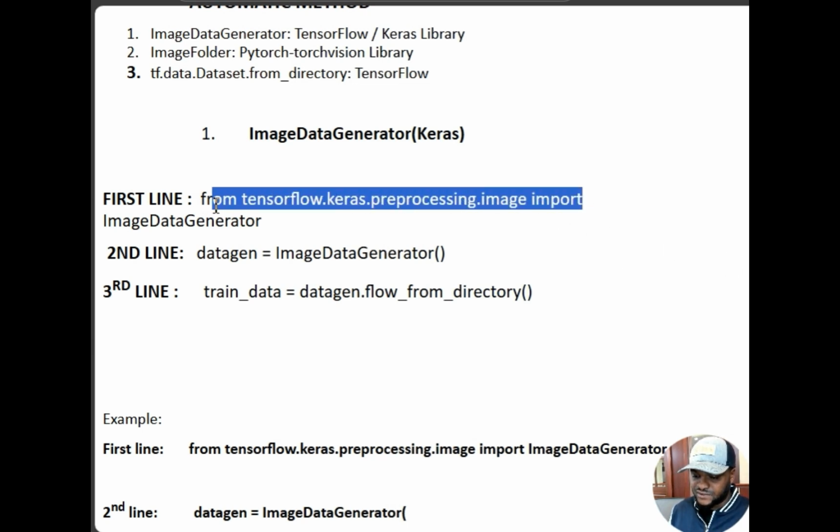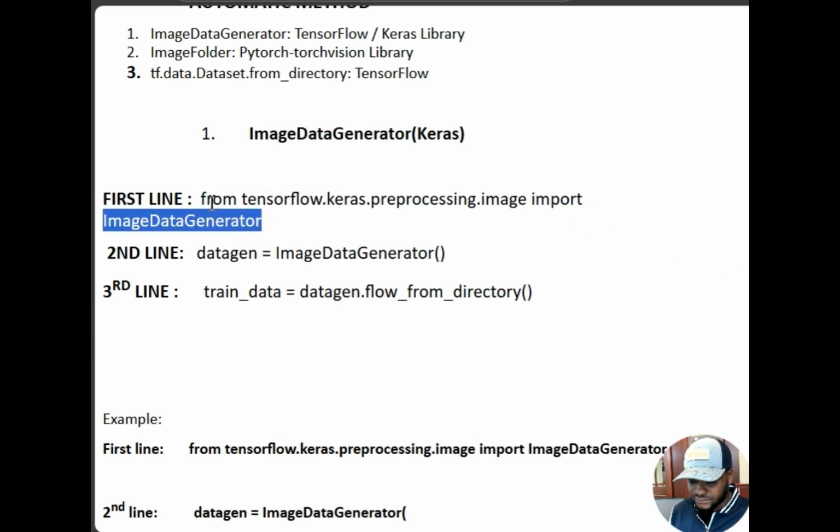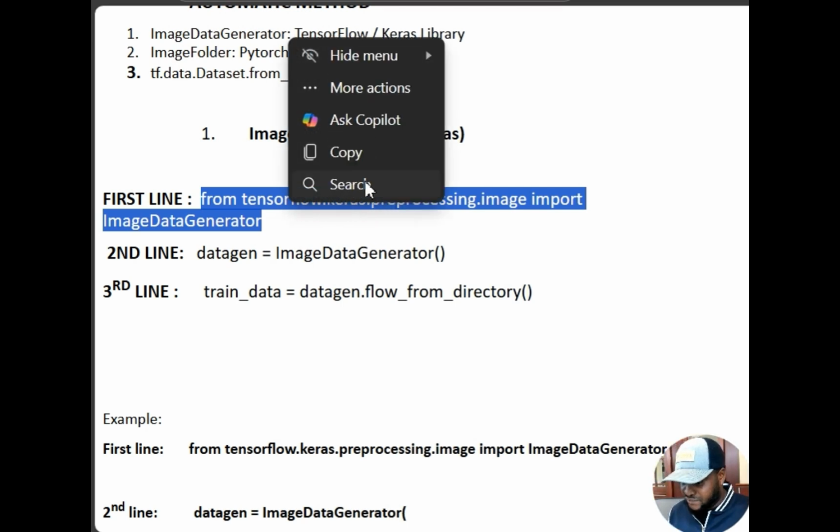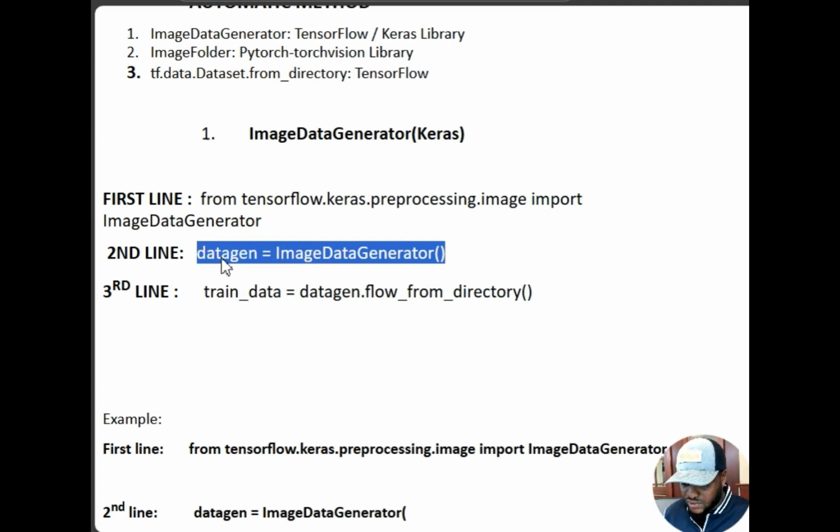For example, this first line of code, which is from tensorflow.keras.preprocessing, imports the ImageDataGenerator class from TensorFlow. It's a very powerful tool. It helps us to automatically process our images and even do some data augmentation to improve our model's performance.